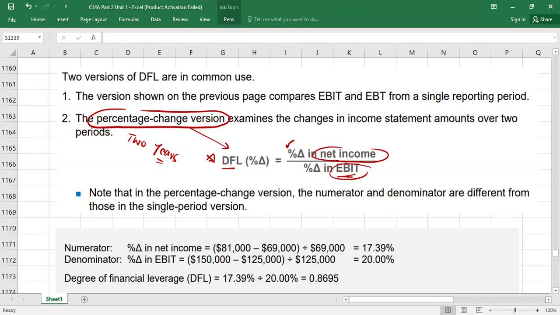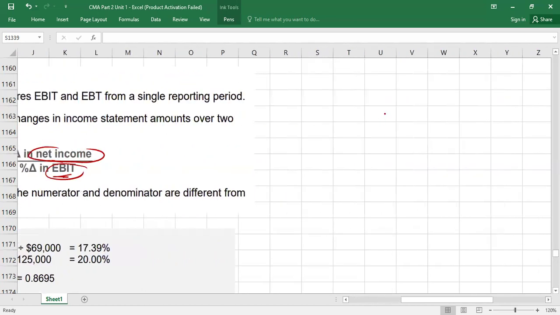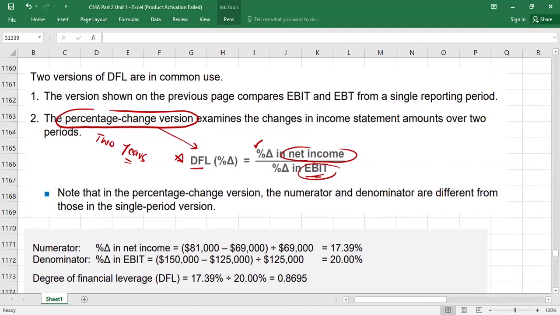And how will you calculate the change in net income or change in EBIT? You will always take this formula: current value minus previous year value, divided by previous year value, multiplied by 100. This will give you the percentage change. If you use the values of net income, you will get the percentage change in net income. If you use the values of EBIT, you will get the percentage change in EBIT. Okay, so let's understand with the help of the same example. I'll take you back there. So we have first net income, change in net income and change in EBIT.